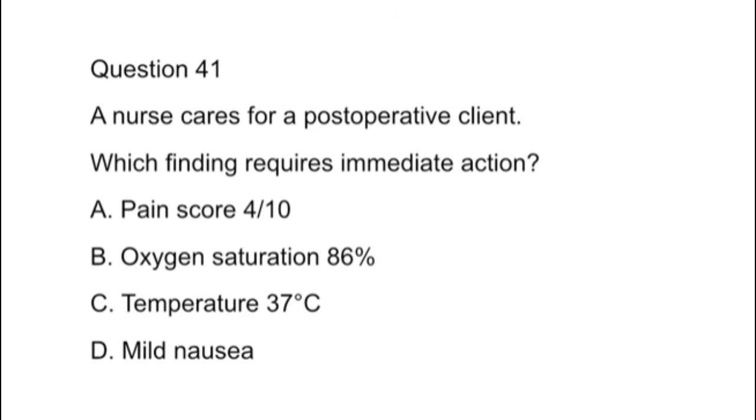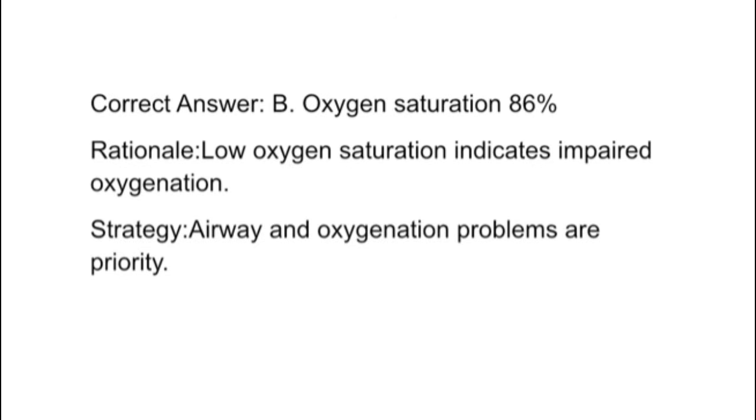Question 41. A nurse cares for a postoperative client. Which finding requires immediate action? A. Pain score 4 out of 10. B. Oxygen saturation 86%. C. Temperature 37 degrees Celsius. D. Mild nausea. Correct answer, B. Oxygen saturation 86%. Rationale: Low oxygen saturation indicates impaired oxygenation. Strategy: Airway and oxygenation problems are priority.